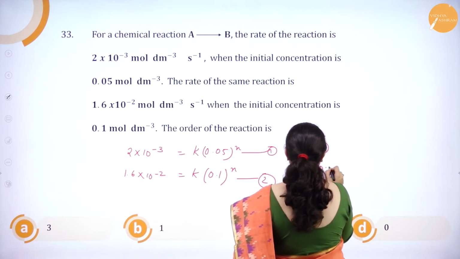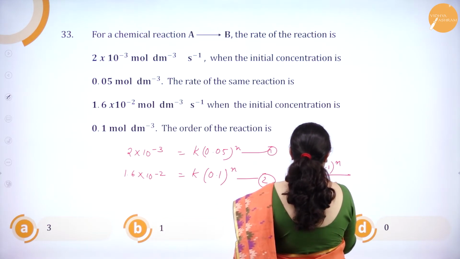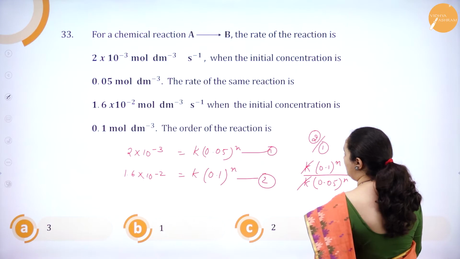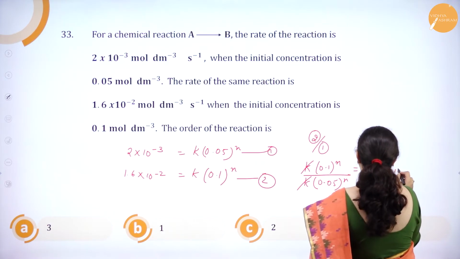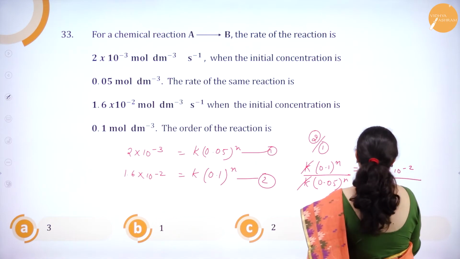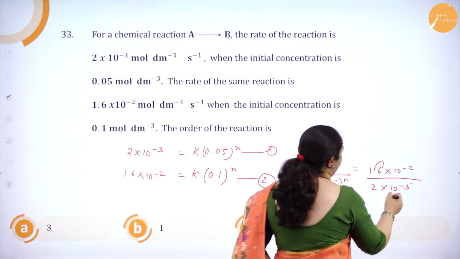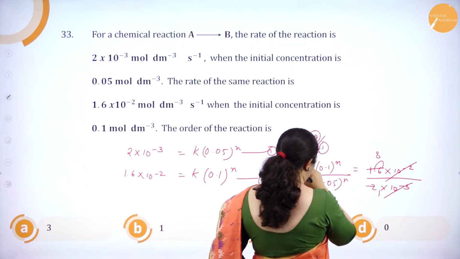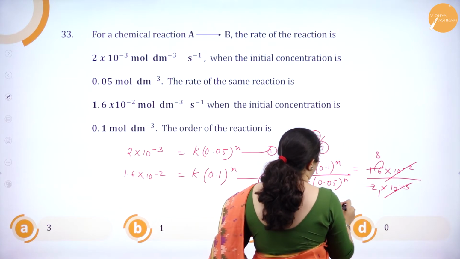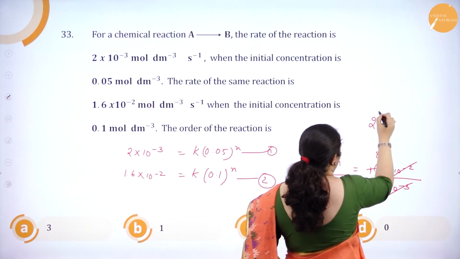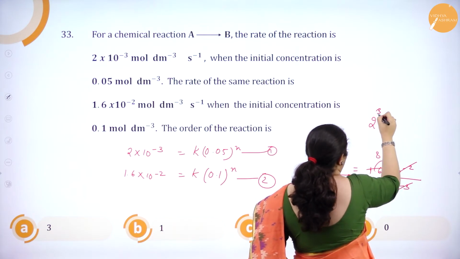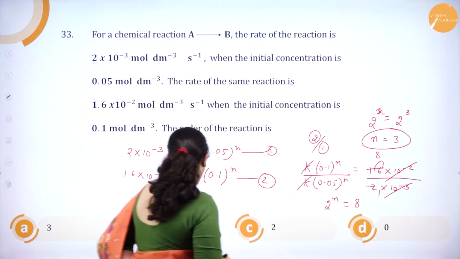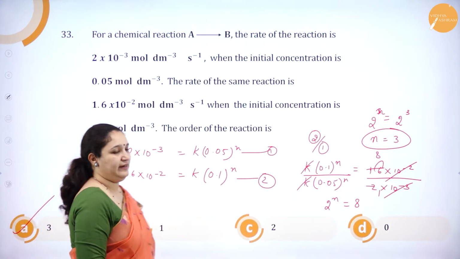K and K will get cancelled. So 0.1 to the power n over 0.05 to the power n, K and K gets cancelled, and here it is 1.6 into 10 to the power minus 2 divided by 2 into 10 to the power minus 3. 10 to the power minus 2 minus minus 3 gives 10, so you will get 1.6 into 10 divided by 2, which is 8. So 2 to the power n is equal to 8, so 2 to the power n is equal to 2 to the power 3. So n is equal to 3. Order is 3. Option A is the right answer.